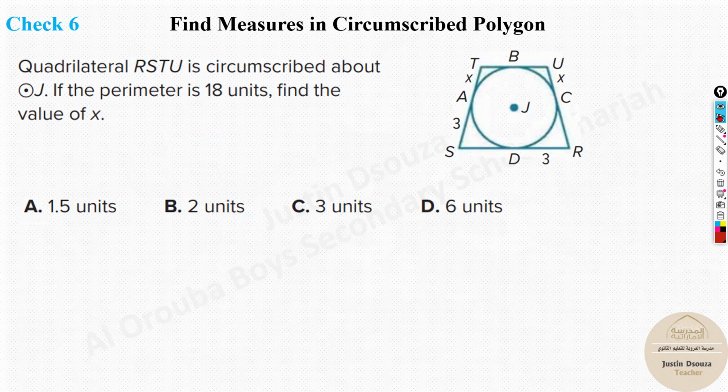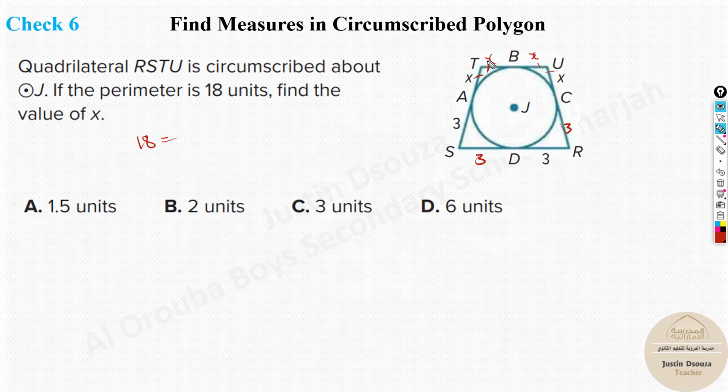Now, what about this one? Please do pause it and try to solve it by yourselves. Now we will try it over here. See, 3 and this is 3, this is also 3, this is x and this is x. So we know whenever it's circumscribed, these both will be the tangents, and these are equal to each other. These both are equal. Over here, they have given the perimeter to be 18.